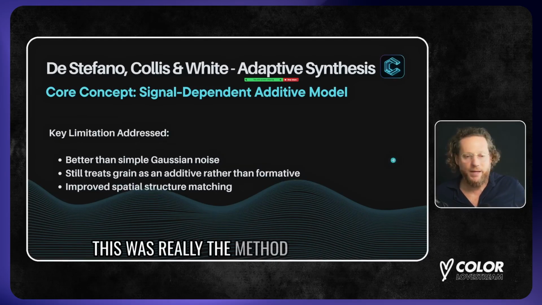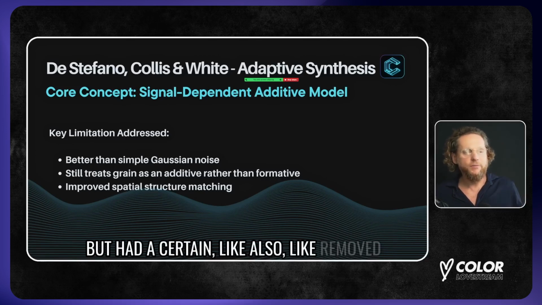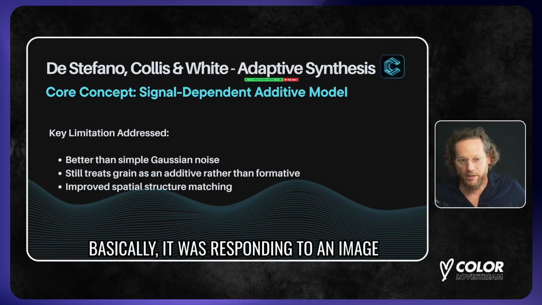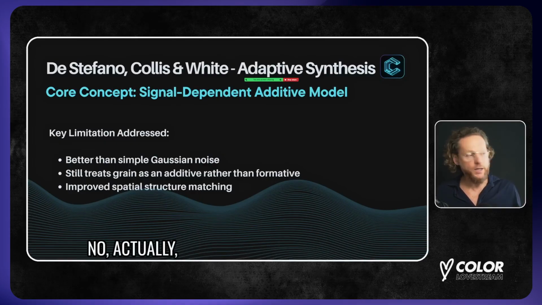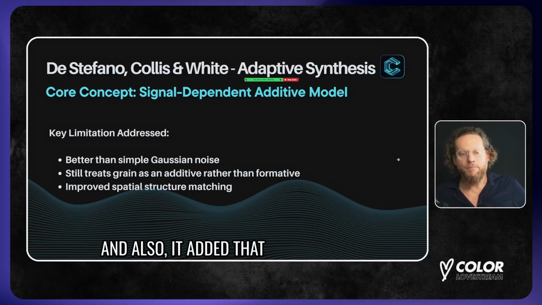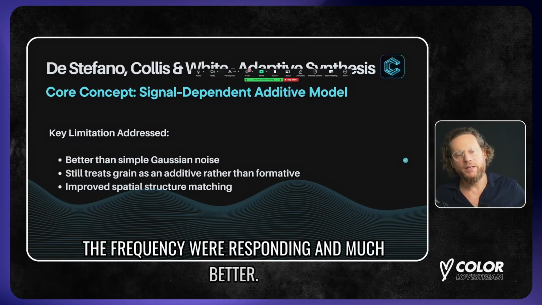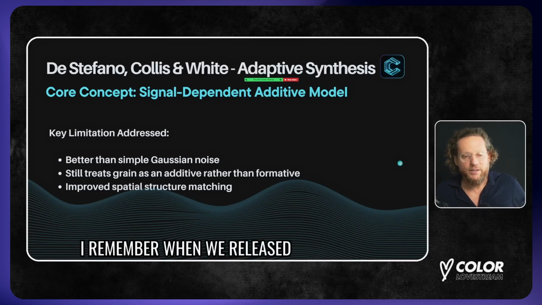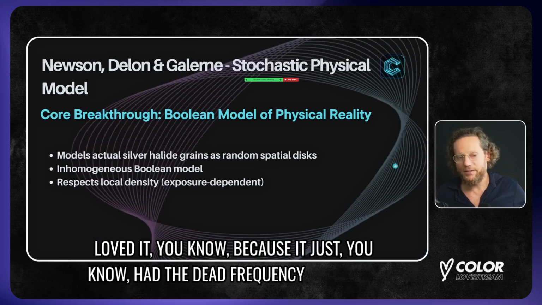This was really the method that shined through, but it had certain limitations, right? Basically, it was responding to the image itself, so it wasn't just a random layer put on top. No, actually, it was additive to the image itself. And it also added that missing spatial structure element that we were missing. The frequency was responding much better. A lot of people were responding extremely positively. I remember when we released the very first version of GrainLab, people really, really loved it, because it just had that frequency level in it.